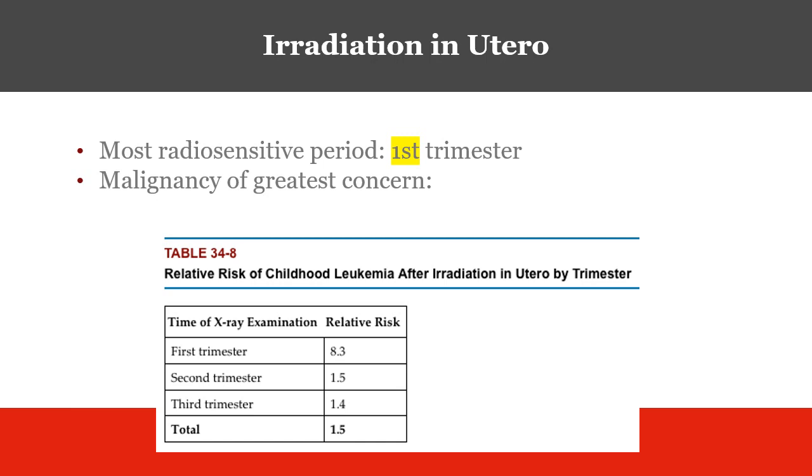Radiation in utero was studied, and the malignancy of greatest concern was leukemia, but the most radiosensitive period was the first trimester. Taking a look at the chart, we looked at what is called relative risk, and that's when you take the observed cases divided by the number of cases that you expect to see, and there's a greater risk that was found in the first trimester compared to the 2nd or the 3rd. So the first trimester is of greatest concern, and that's when the child is an embryo. Malignancy of greatest concern, as I already mentioned, is leukemia.